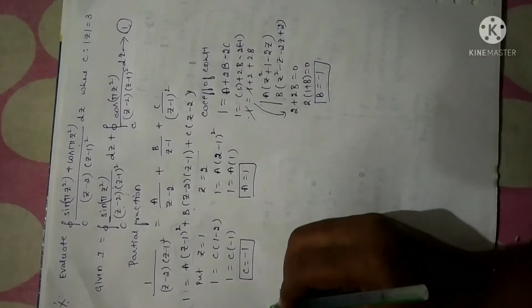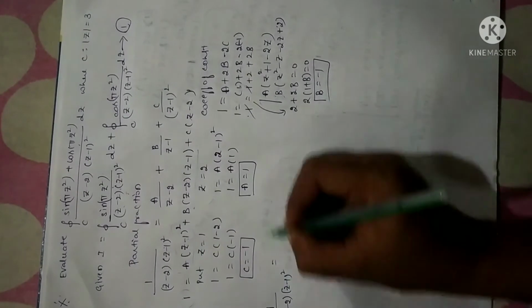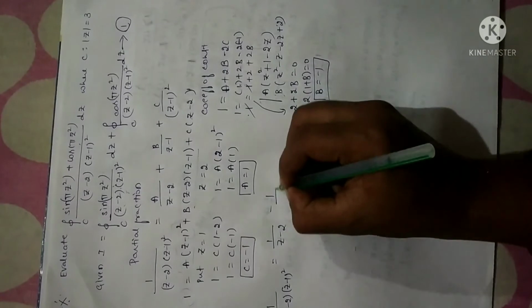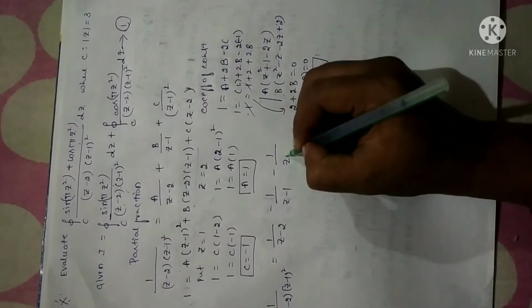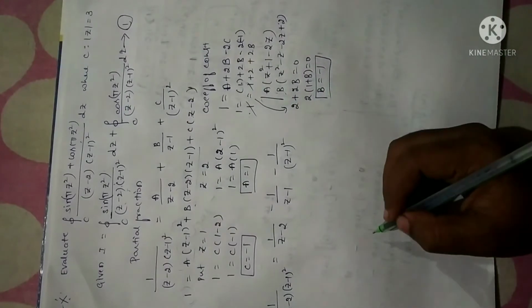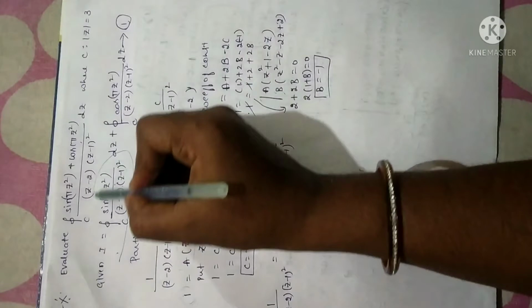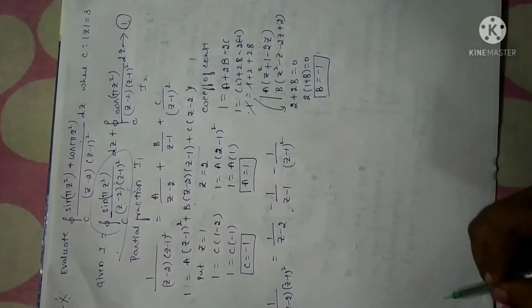Now the required fraction, 1 divided by (z minus 2) into (z minus 1) whole square, can be written using partial fractions as 1 divided by z minus 2, b is minus 1, so minus 1 divided by z minus 1, c is minus 1, so minus 1 divided by (z minus 1) whole square. Now let me consider the first integral of the given one. Let me take this as I1, this as I2. Clear?